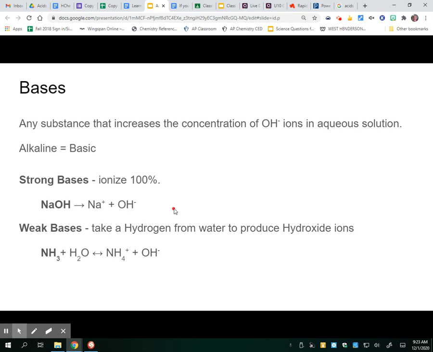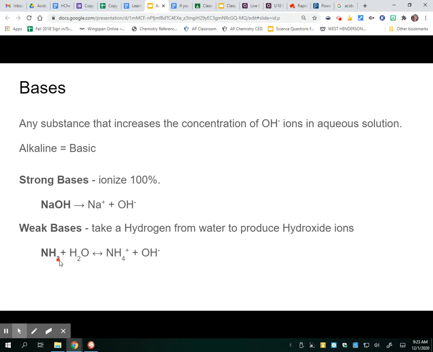Weak bases actually work in a different way. They work with water in that aqueous solution, and they're going to strip a hydrogen from water. And if you take a hydrogen away from water, all you're left with is hydroxide. And that's the way that they work. A weak base to know is ammonia. This is in Windex, window cleaner, and a lot of cleaners tend to be either acids or bases. A lot of them are bases. Hand soap is basic.